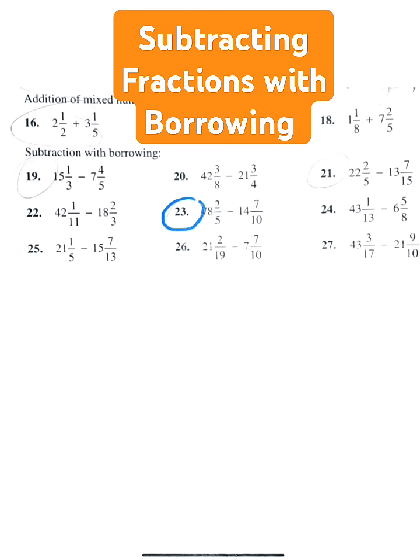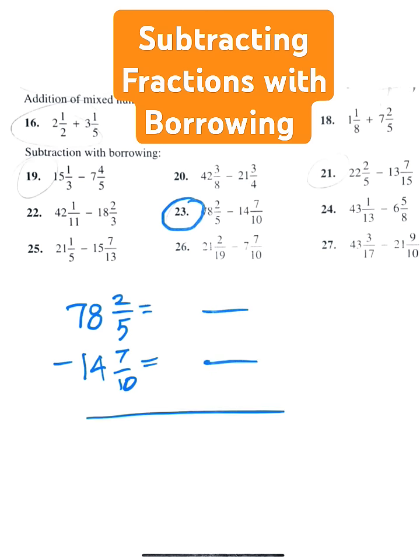Let's take a look at another example here for more practice. Here I have 78 and 2/5 minus 14 and 7/10. My first step is going to be finding the common denominator, the least common denominator, which we know is going to be 10. 10 times 1 is 10.